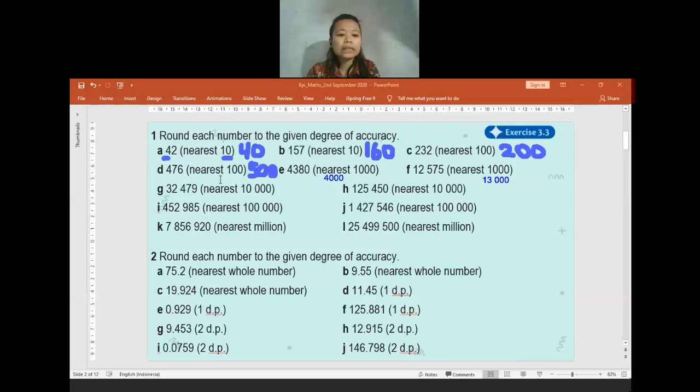Oh, for question D, it says to the nearest 100. So we need to find which digit is in the 100 place. The digit in the 100 place in question D is the number 4. After 4, the next number is 7. When the next number is bigger than 5, it means the digit that we already picked will go up by 1. 4 goes up by 1, it will make 5. That's why the answer will be 500 for question 1D.